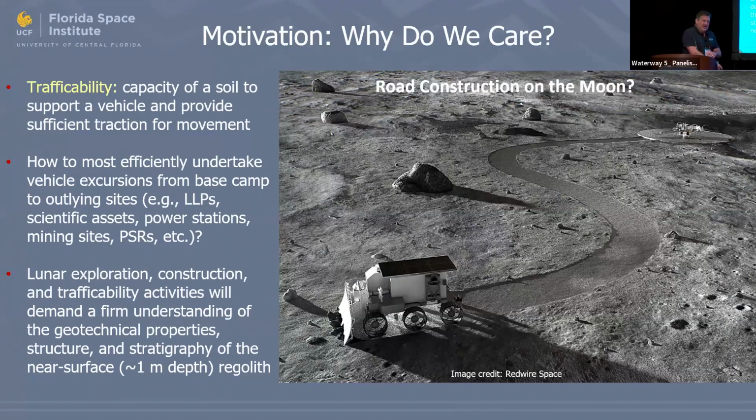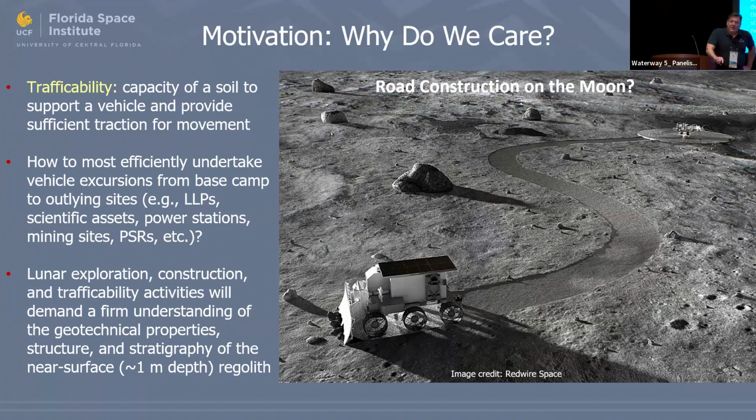And so long duration stays on the lunar surface are going to require investigations into the trafficability of the lunar surface. And trafficability means the capacity of a soil to support a vehicle and provide sufficient traction for movement. And on the image here, I put a question mark after road construction on the moon, because how do we most efficiently get around on the lunar surface? I don't think it's quite been worked out yet.